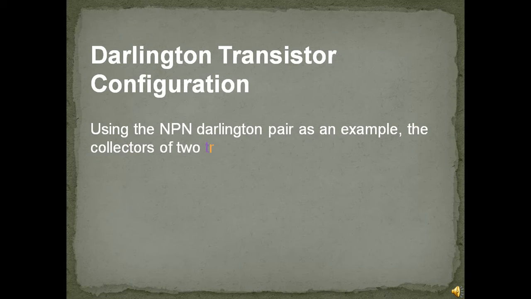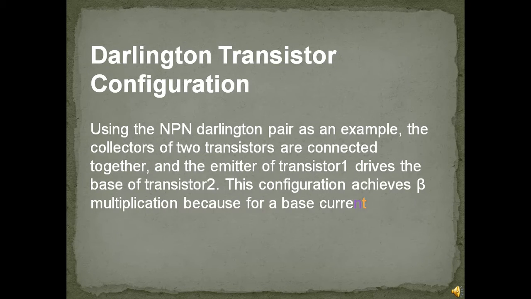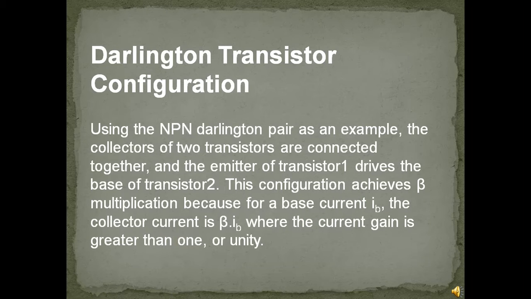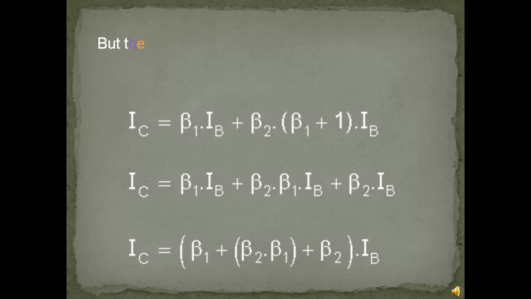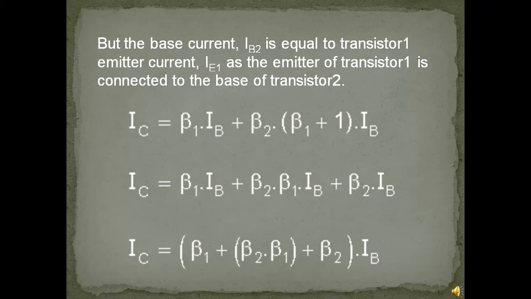Darlington transistor configuration. Using the NPN Darlington pair as an example, the collectors of the two transistors are connected together and the emitter of transistor 1 drives the base of transistor 2. This configuration achieves beta multiplication because for a base current IB, the collector current is beta IB, where the current gain is greater than 1 or unity. But the base current IB2 is equal to the transistor 1 emitter current, IE1, as the emitter of transistor 1 is connected to the base of transistor 2. The following equations can be easily obtained by solving it.